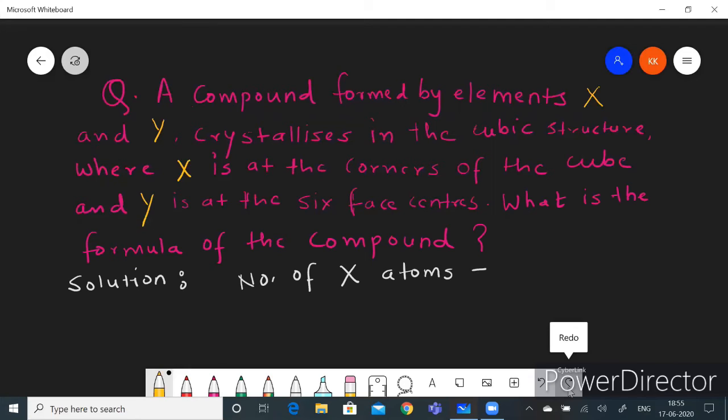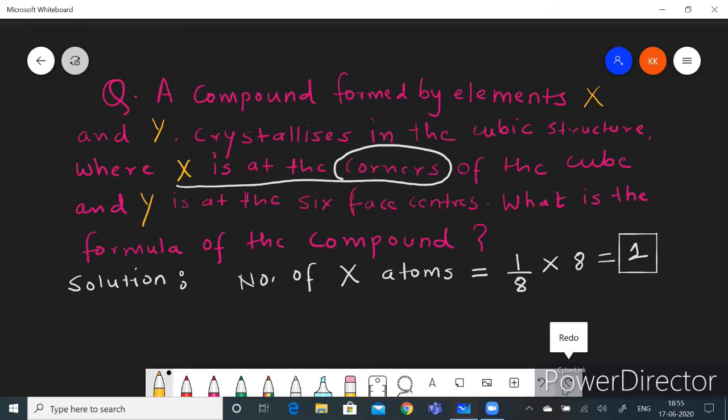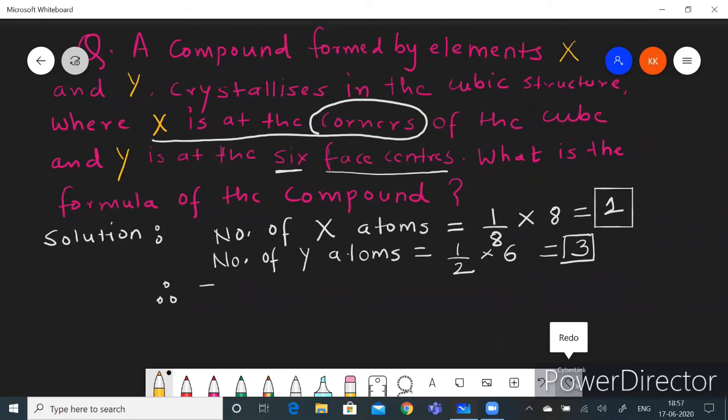Number of X atoms, we will be writing because it's at the corners. Corner contribution is 1 upon 8 into 8 such corners. So we get 1 atom of X. Similarly, number of Y atoms. Y is at the face centers, and we know what is the contribution at face center, 1 upon 2. In this case, 6 faces are occupied, so 6 is multiplied. So we get total number of Y atoms is 3. Therefore, formula of this compound can be written as X1Y3. So this is the answer of that question.